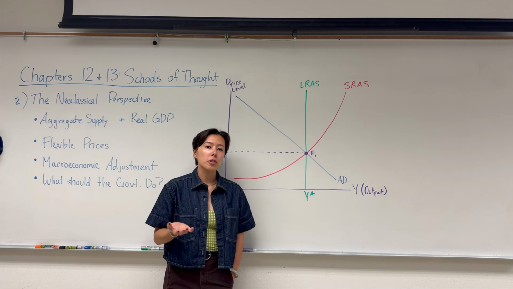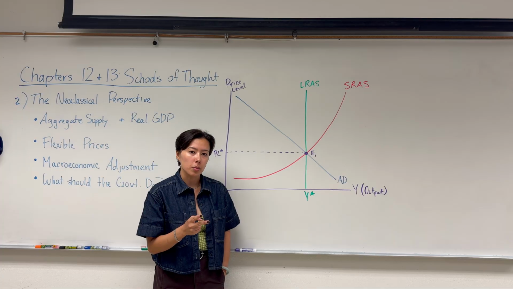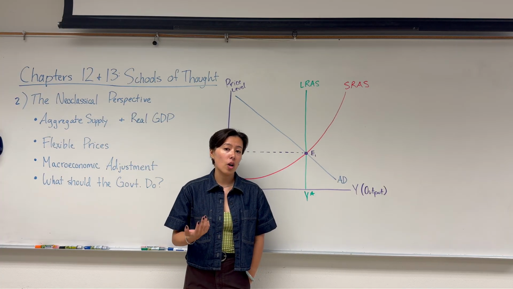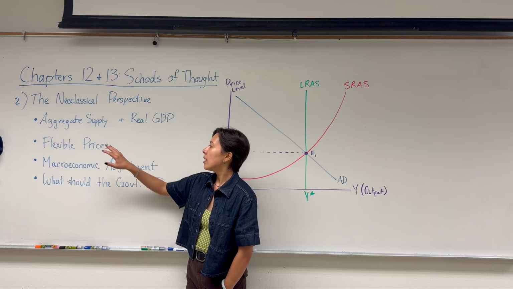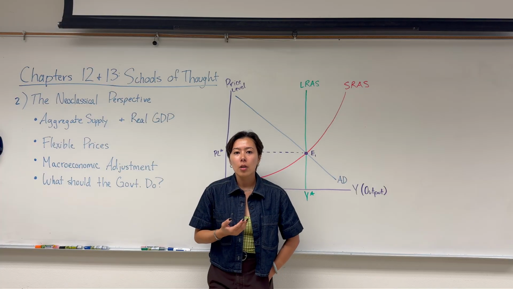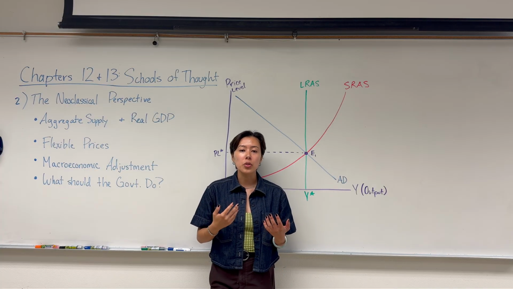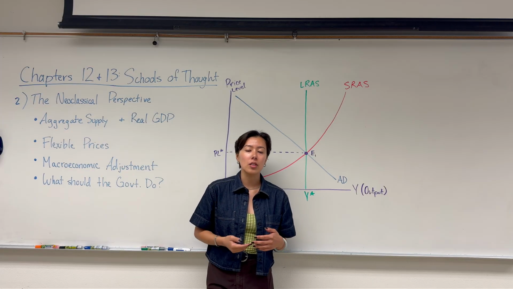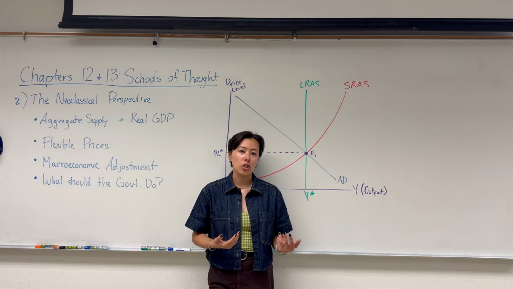So this Neoclassical Perspective is based on two key building blocks: the idea that aggregate supply is going to determine the size of our economy, or our level of output, and the belief that prices are flexible in the long run. When prices and wages are able to adjust, this allows the economy to self-correct when it falls into a recession or into an inflationary period.